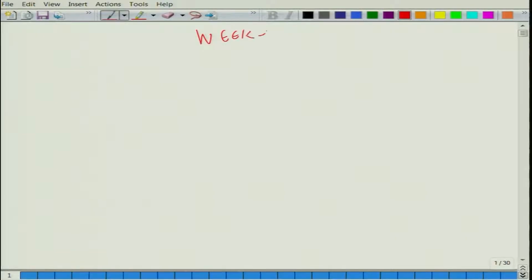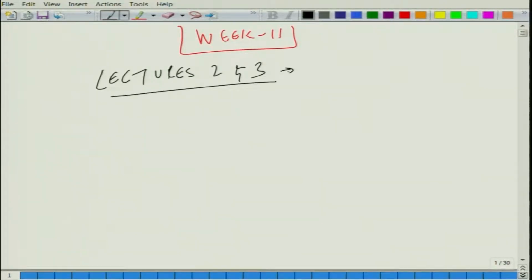Welcome back to this NPTEL course on Muffler Acoustics. So, we are in week 11 and for the first time we will be doing the 3-dimensional analysis of rectangular chamber mufflers as well as circular cylindrical mufflers in this lecture. So, this is week 11 and what we have today is lectures 2 and 3 combined.